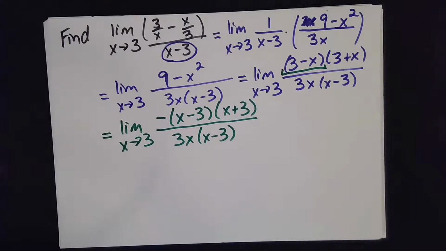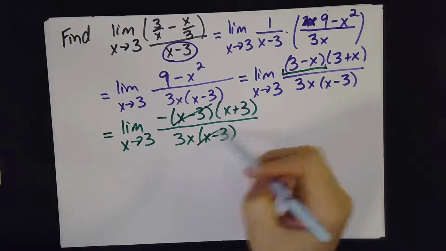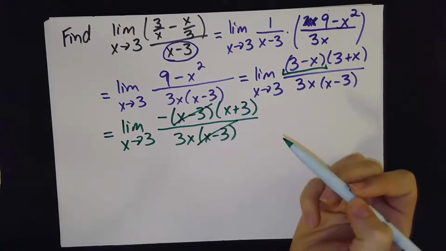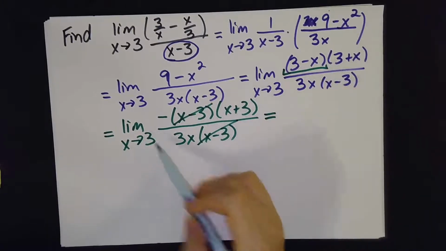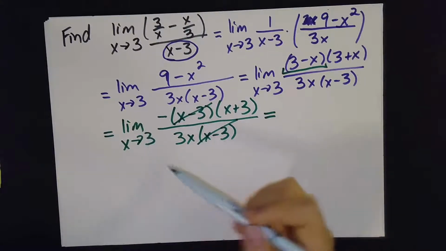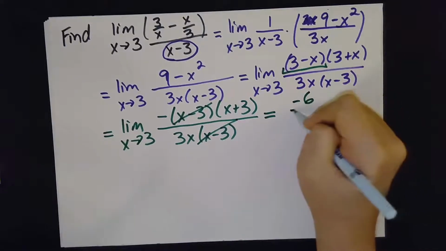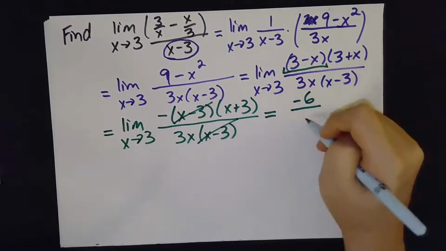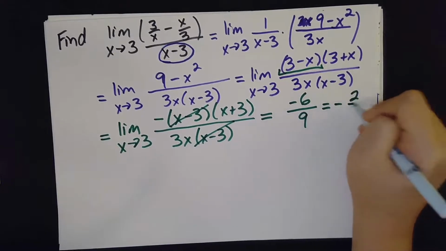And I did that because now, when you look at that, there's an x minus 3 and an x minus 3, so I can cancel them out. And now once I've done that, I can actually calculate the limit, which will work out to be minus 6 divided by 9, which is minus 2/3.